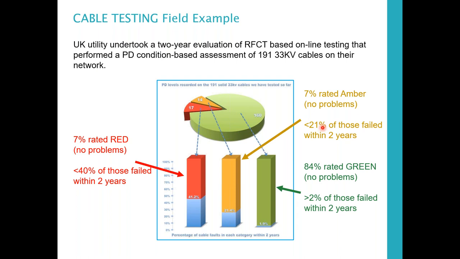Not a bad ratio if you're looking at ways to do preventative maintenance and institute a preventative maintenance plan. First thing you have to do is identify problems. And they were able to identify problems, and they were able to get some good solid evidence that once they identified the problems, those cables did fail within a reasonable period of time. But what it also shows is that you do have time to react. You don't have to necessarily take an immediate outage.